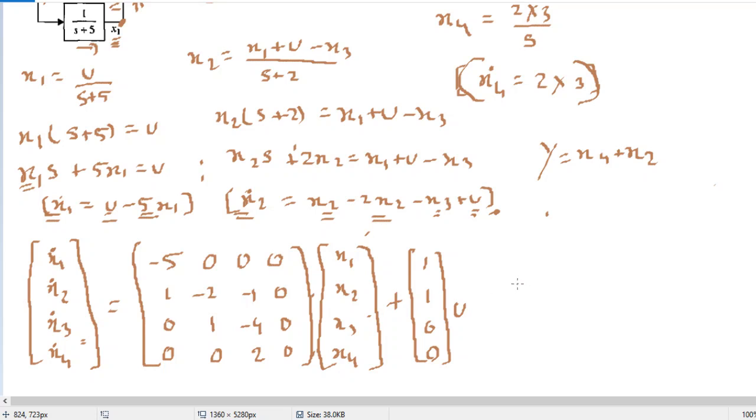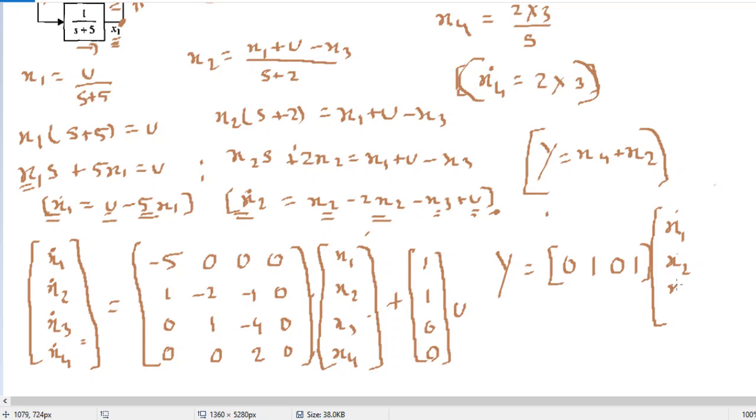And what is the equation of y? From here you can get the equation of y itself. So y becomes 0 1 0 1, as a row matrix, and the elements that we have are x1, x2, x3, and x4.